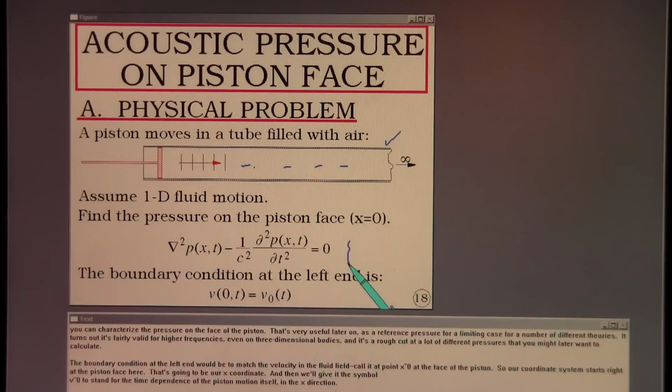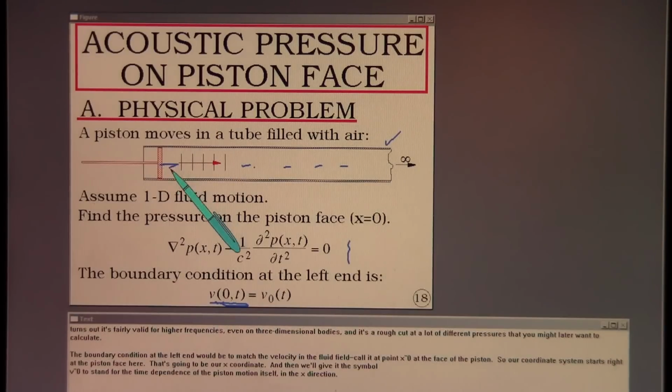The boundary condition at the left end would be to match the velocity in the fluid field, call it at point x0 at the face of the piston. So our coordinate system starts right at the piston face here. That's going to be our x coordinate. And then we'll give it the symbol V0 to stand for the time dependence of the piston motion itself in the x direction.